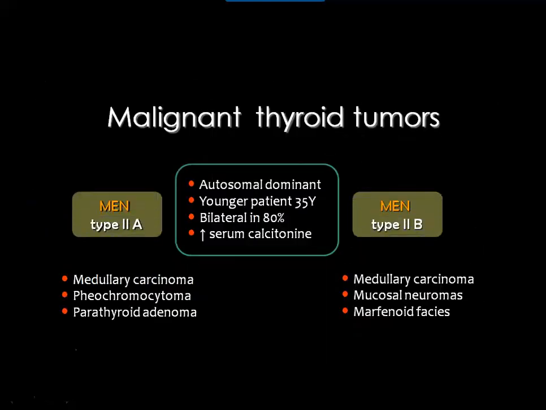Then the medullary thyroid carcinoma is a component of the multiple endocrine neoplasia syndrome type 1, type 2A and type 2B. In type 2A, you may see medullary carcinoma of the thyroid, pheochromocytoma, and parathyroid adenoma. The medullary carcinoma is also one constituent of MEN type 2B with mucosal neuromas and marfanoid facies. This multiple endocrine neoplasia syndrome is an autosomal dominant disease, usually seen in younger patients, and is bilateral in most of the cases.